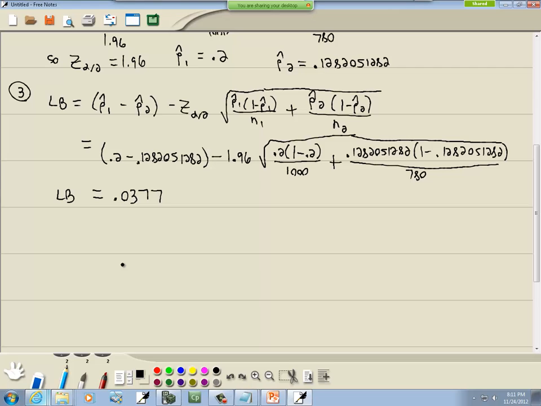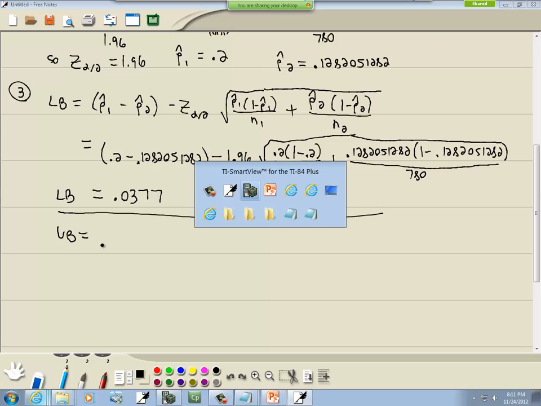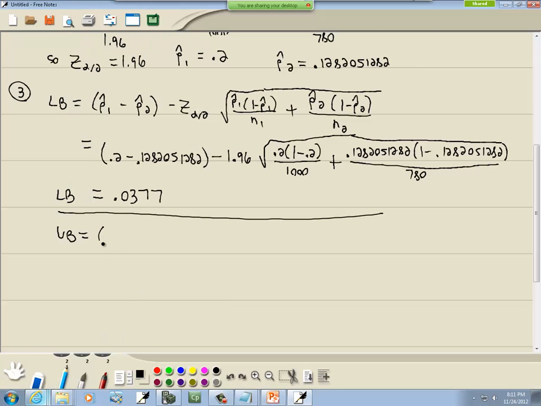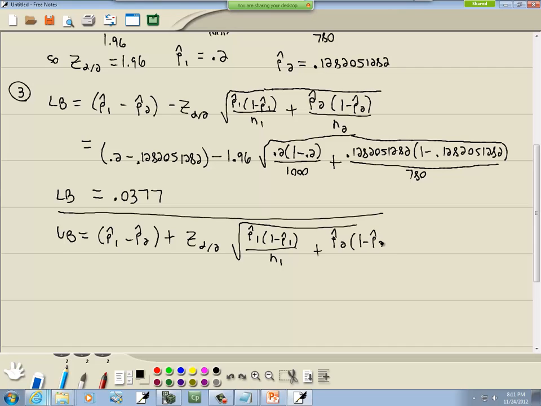Okay, upper bound. Upper bound is pretty much the exact same formula. Everything's the same except this is a plus here. So we're going to have P hat sub 1 minus P hat sub 2 plus Z alpha divided by 2, the square root of P hat sub 1 times 1 minus P hat sub 1 over n1 plus P hat sub 2 times 1 minus P hat sub 2 over n2.